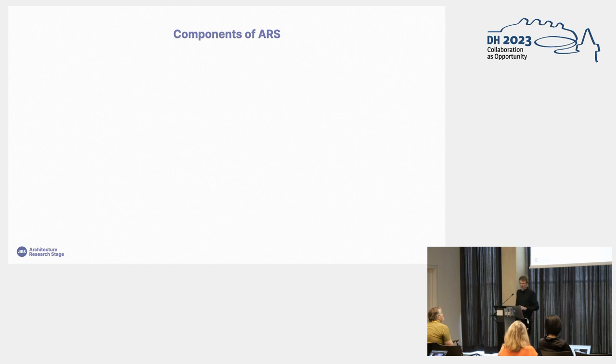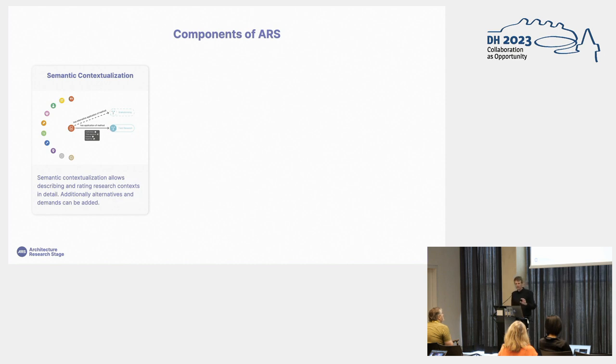So we construct three components of the architecture research stage. We have a semantic contextualization. With this, it allows describing and rating research context in detail. You can add alternatives and demands as well. So the idea is that we have a much broader knowledge about the context of the working. It's possible to have more connections between such different disciplines.